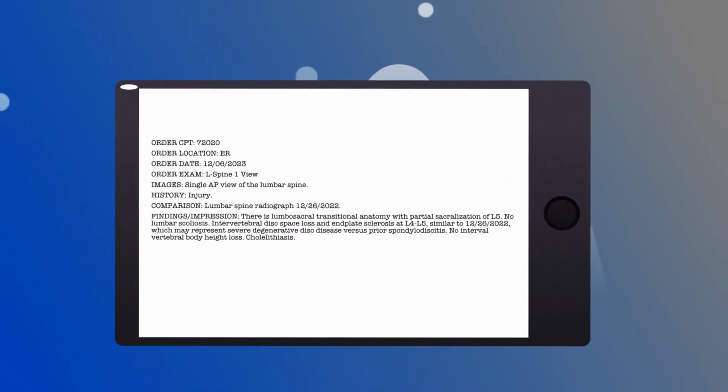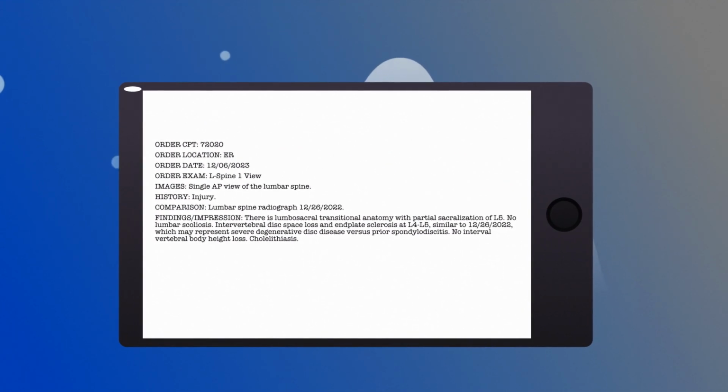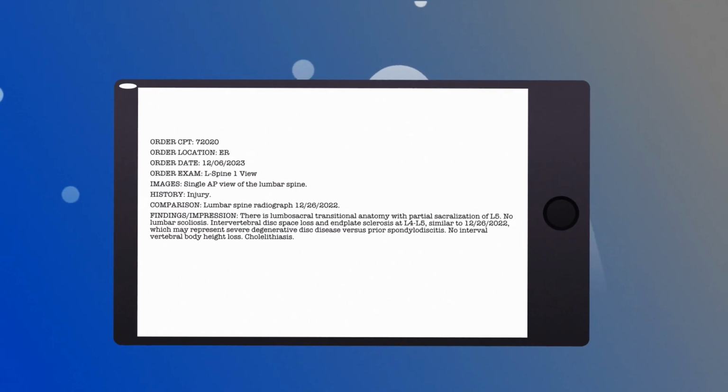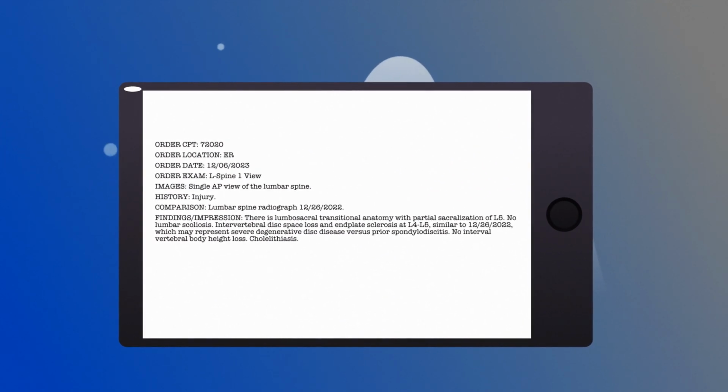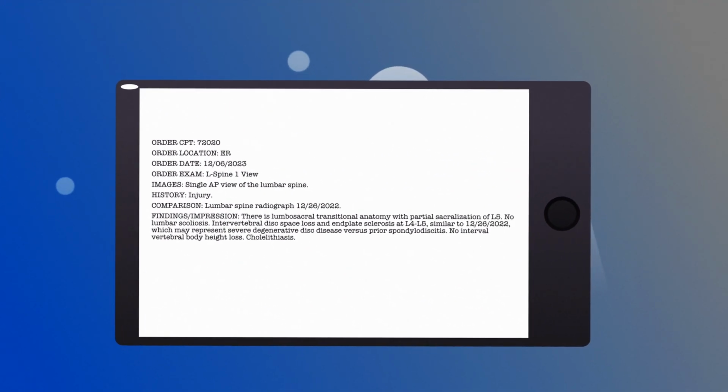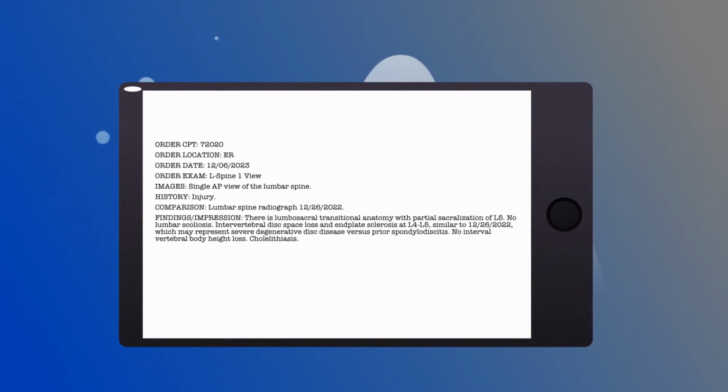Report example: order location, ER, order date 12/6/2023, order exam, L-spine 1 view. Images, single AP view of the lumbar spine. History, injury. Comparison, lumbar spine radiograph 12/26/2022. Findings: impression, there is lumbosacral transitional anatomy with partial sacralization of L5, no lumbar scoliosis, intervertebral disc space loss and end plate sclerosis at L4-L5, similar to 12/26/2022, which may represent severe degenerative disc disease versus prior spondylodiscitis. No interval vertebral body height loss.